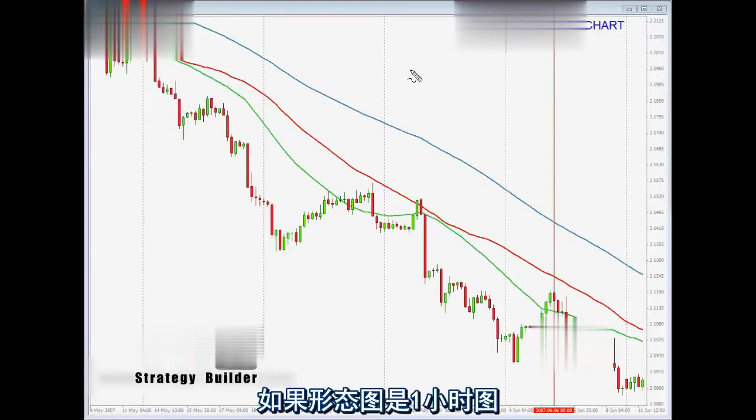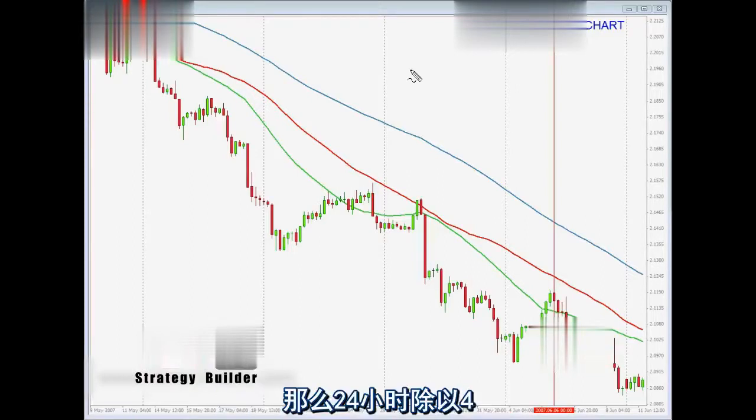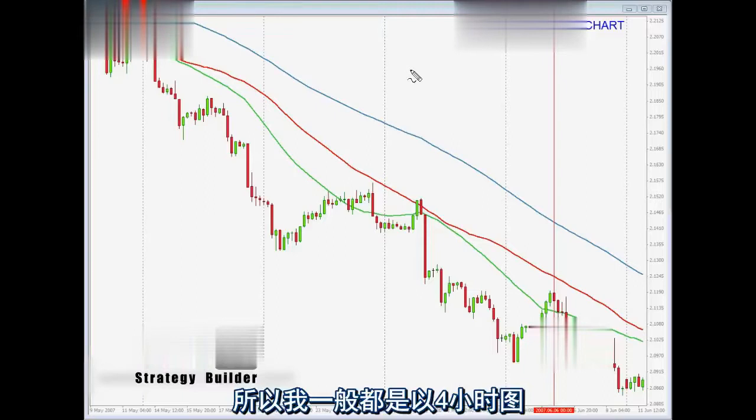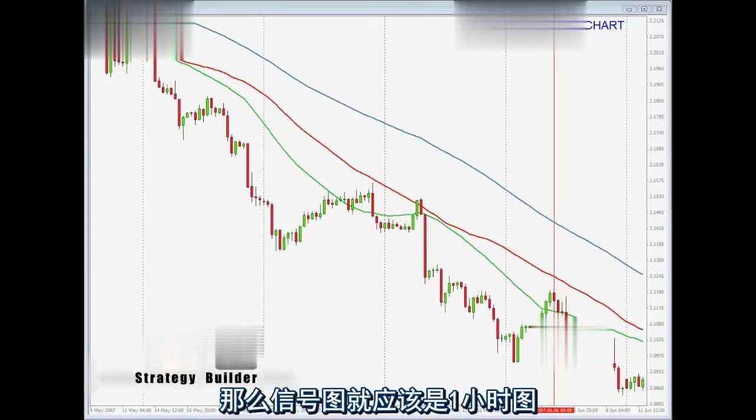If my setup chart was the hourly time frame, then I would zoom into the 15-minute chart. Or if my setup chart was the daily, a daily chart divided by 4 should be the 6 hour time frame, since there are 24 hours a day. But since most charting platforms don't offer a 6-hour time frame, I usually zoom into the 4 hour time frame from the daily. So if the daily is my setup chart, the 4 hour would be my trigger chart. But in this case, the 4 hour time frame is my setup chart, so I'm going to zoom into the 1 hour time frame.